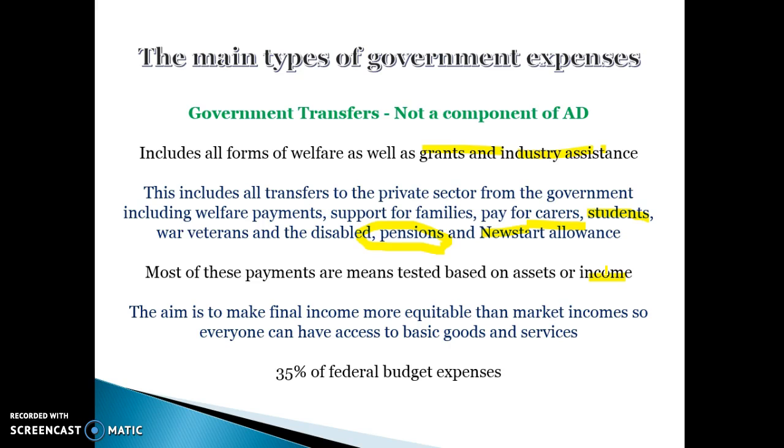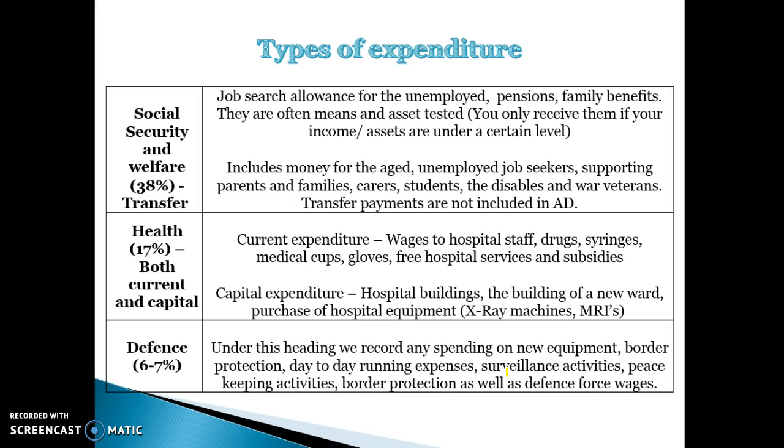The aim of these payments is to make the final income more equitable than market income, so everyone can afford basic goods and services. Federal government transfers are around 35% of all budget expenditure, so it's quite a large component of total expenditure. Okay, types of expenditure being broken down. First of all, social security and welfare is the main one at about 38%.